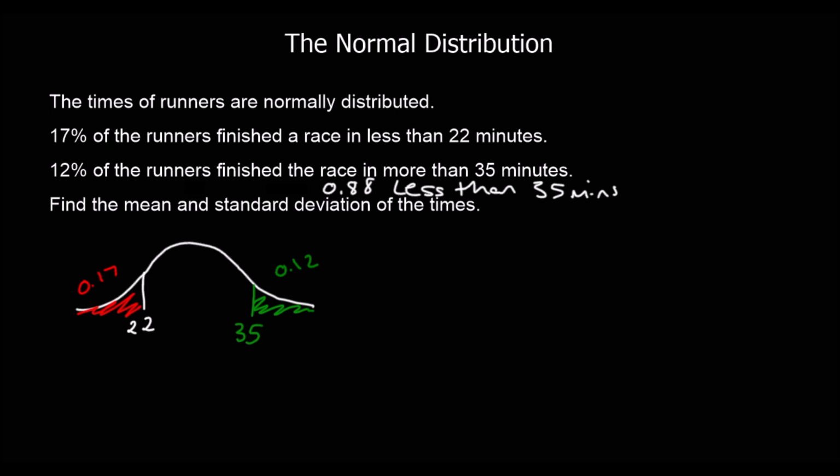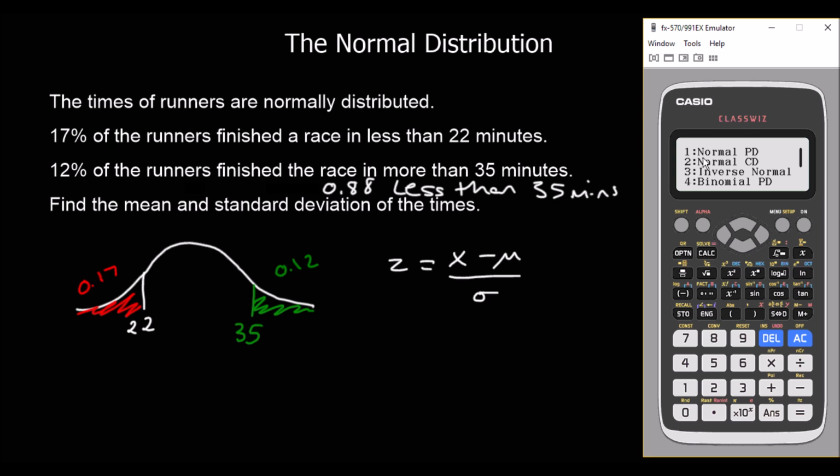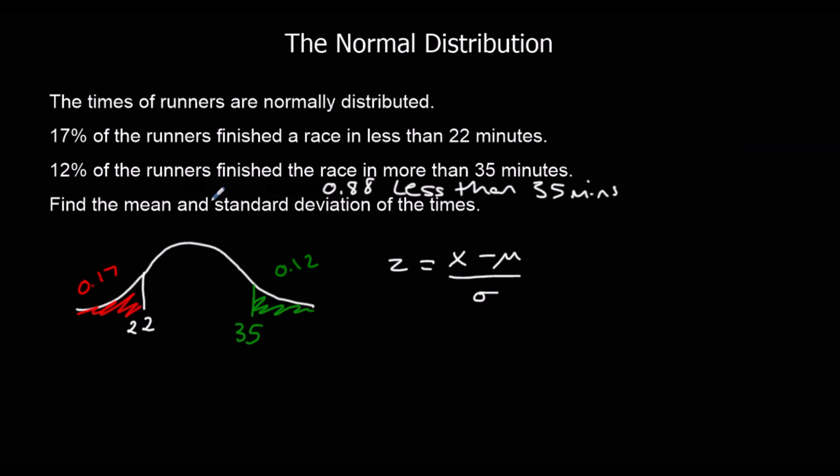And we're going to do the same thing we did last time. So we're going to use the standard normal distribution to find two equations with the mean and standard deviation in them. And then we're going to solve them to find out what the mean and standard deviation are. So we're going to get the calculator. We're in inverse normal. So we've got an area of 0.17 for the 22. And we're using the standard normal distribution, which means the standard deviation is 1 and the mean is 0. So we've got a z of minus 0.954.